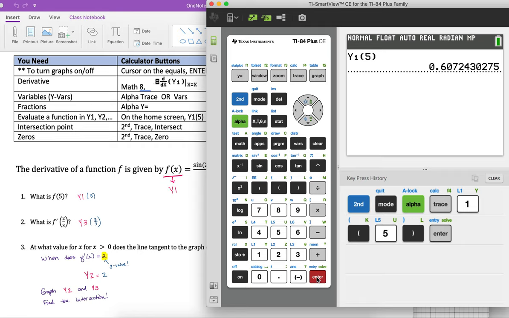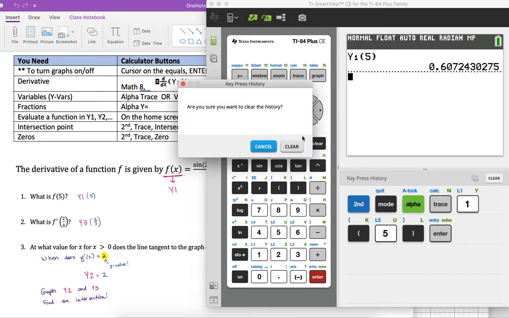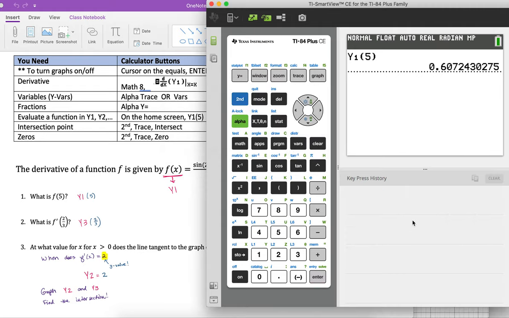Boom. There you go. So say you wanted to find the derivative at 2/3. Well, the really great thing now is, and I'm going to clear this history, is that you already have typed in the y1 one time. Woohoo! Oh, except we want y3 this time. So that's not exciting. But if you did want y1 again, you can just arrow up and hit enter like this. Say you wanted to find y of 0, and you could arrow over and replace that with 0 and hit enter.